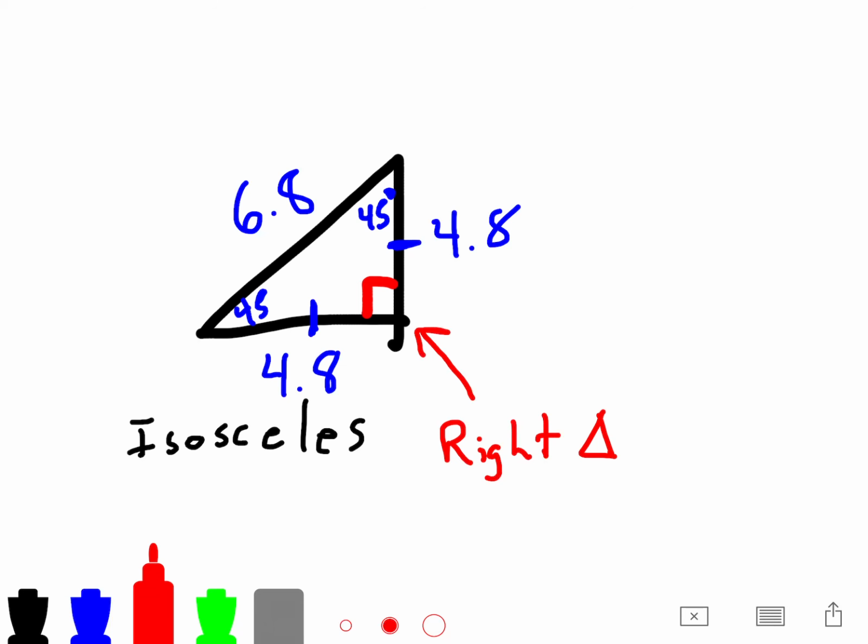Okay, so that is this assignment in a nutshell. And then for the last page, you can just draw your own based on the classifications that are there.